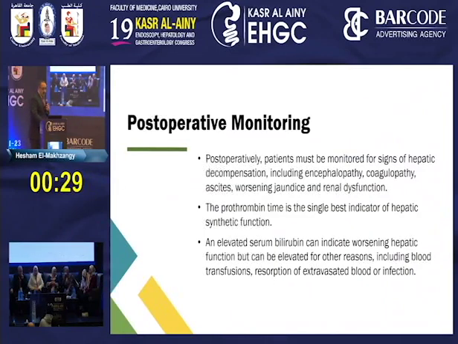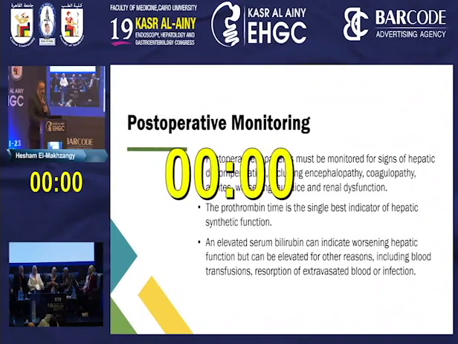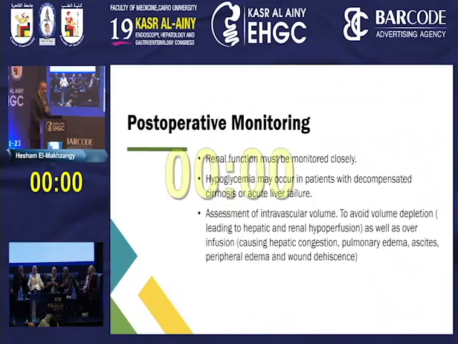Okay, so post-operative monitoring is really important. We monitor for signs of liver decompensation, including encephalopathy and coagulation defects, ascites, jaundice, or renal dysfunction. Prothrombin is the best and fastest indicator of hepatic synthetic dysfunction post-operatively, and elevated serum bilirubin doesn't always mean liver dysfunction. It could be related to a hematoma, for example, or related to hemolysis. So we have to be careful about that.